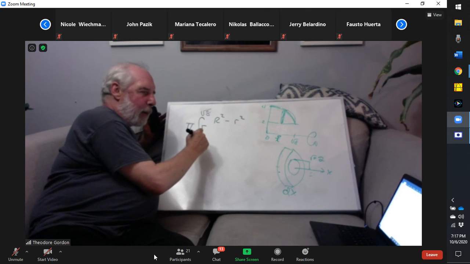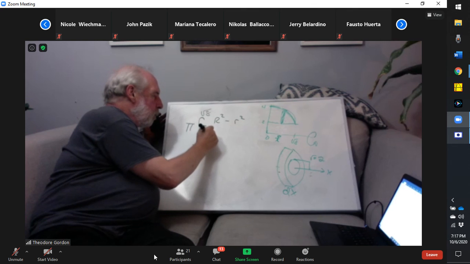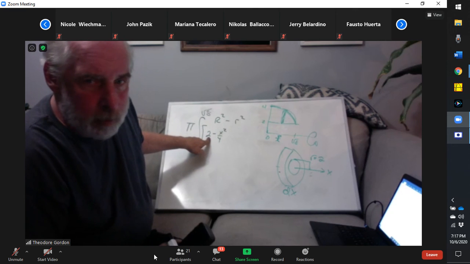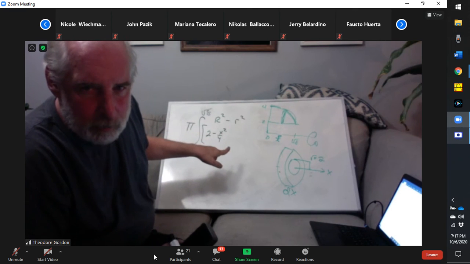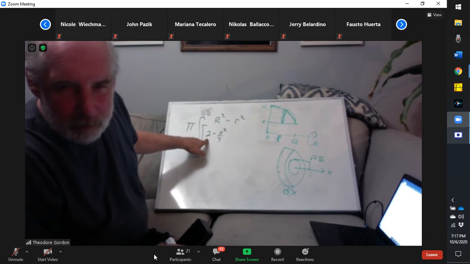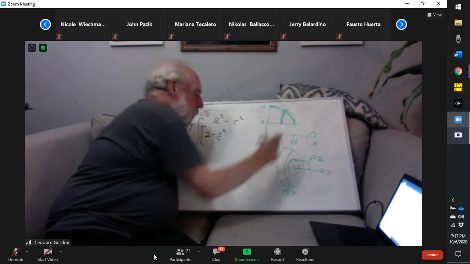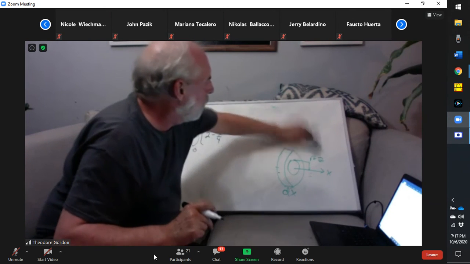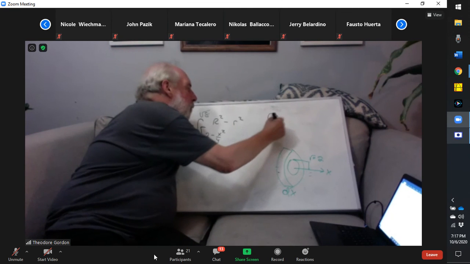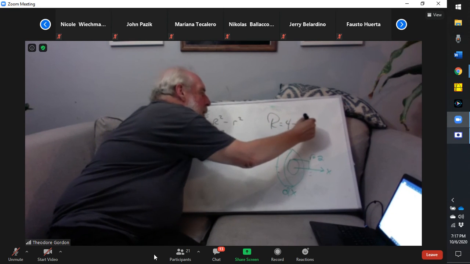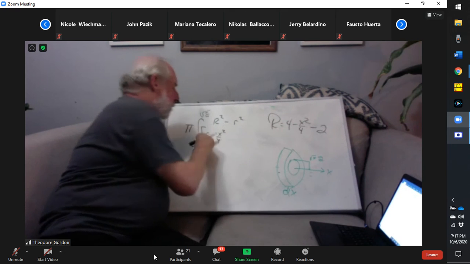So we're going to get 2 minus x squared over 4. Now the 2 comes from the function has a 4 in it, and then we subtracted 2. Everybody comfortable with where that 2 came from? I know I kind of erased it, I'm sorry. So we had big R was 4 minus x squared over 4, and then we subtracted the 2. So 4 minus 2 is 2.